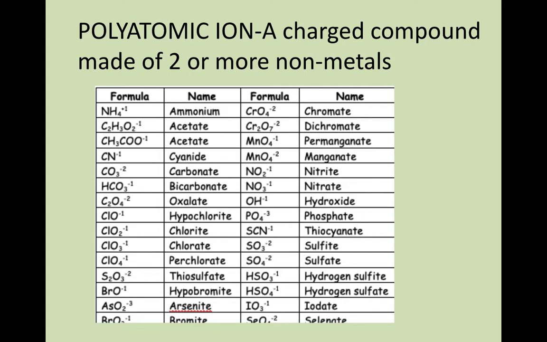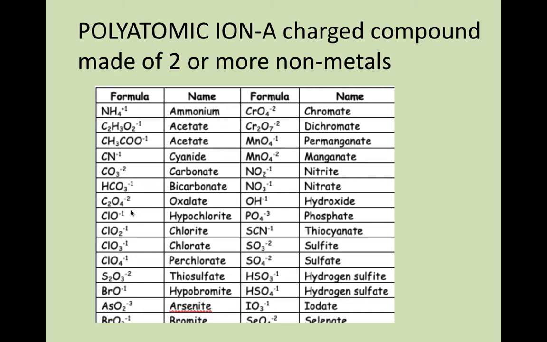I want to point out a couple things here. I want to point out acetate first. If you notice, there are 2 acetates. However, the first formula is C2H3O2. The second one is CH3COO. It can be written in 2 different ways. There are 2 carbons in each. There are 3 hydrogens in each, and there are 2 oxygens in each. So both of them are acetate. It's just a matter of which way you write it.